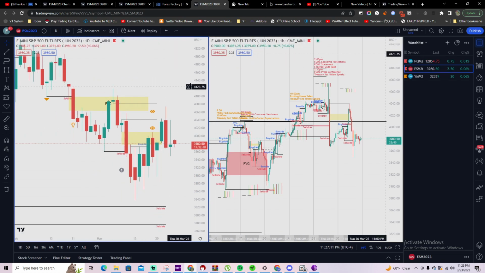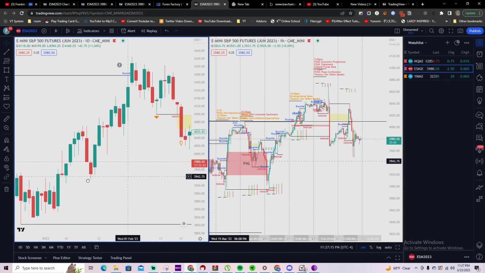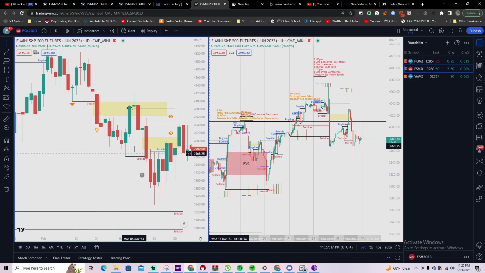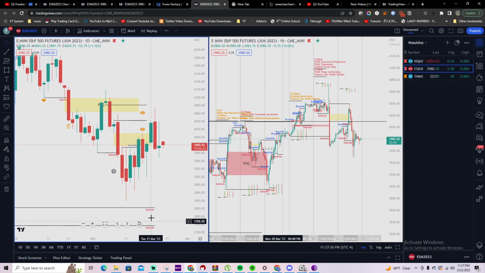Okay, I don't know if I'm right, but look, this low formed. Okay, boom. This low formed, low violated. Okay, it's two levels of sell side liquidity right here.